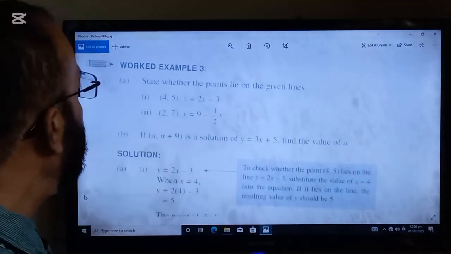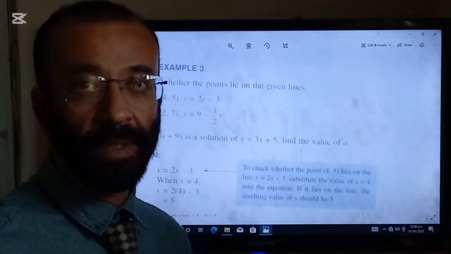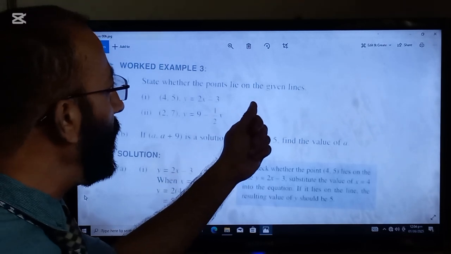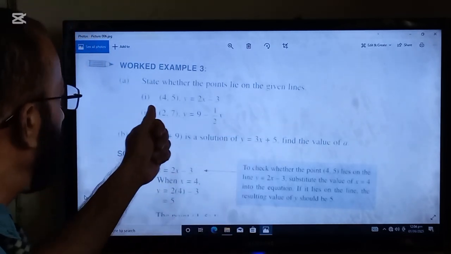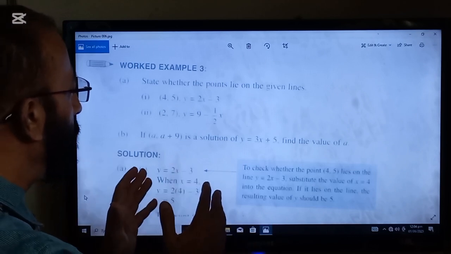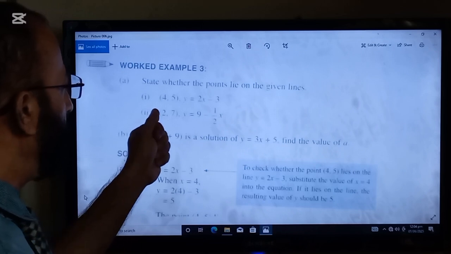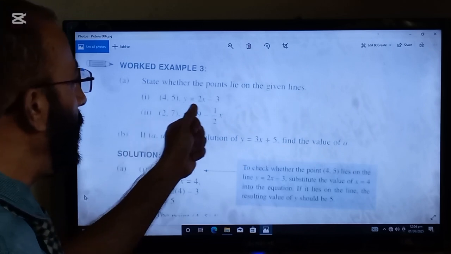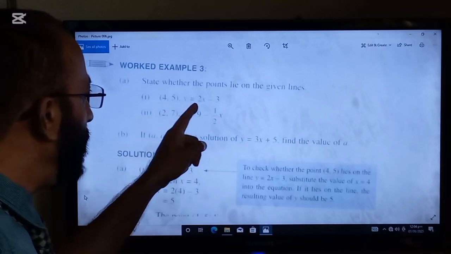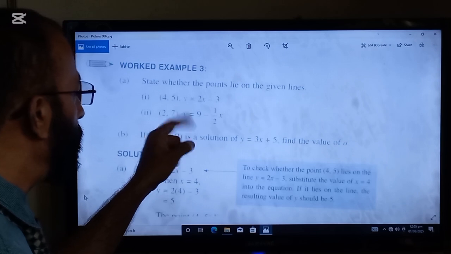Here is another very important question which frequently comes in paper number 1 of mathematics O levels. And the question is, state whether the points lie on the given lines. And this is a point and a line is given. To solve this kind of question, to check whether the points are lying on the line or not, just put the coordinate values into the line. The x coordinate is 4, so we will put 4 in place of x, and the y coordinate is 5, so we will put 5 in place of y.